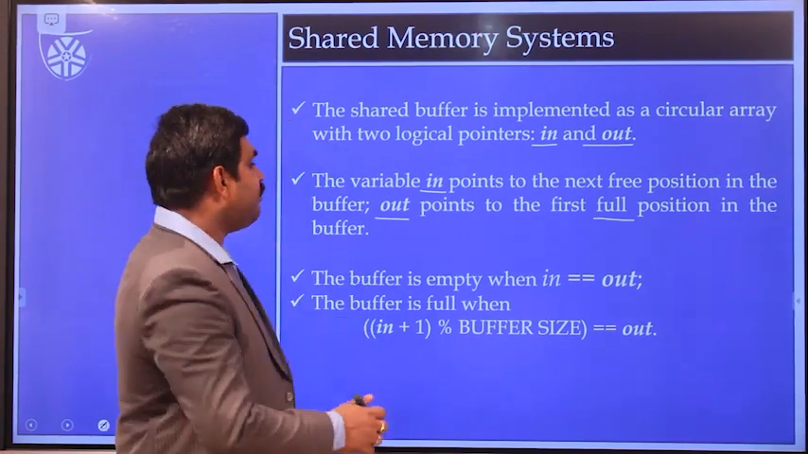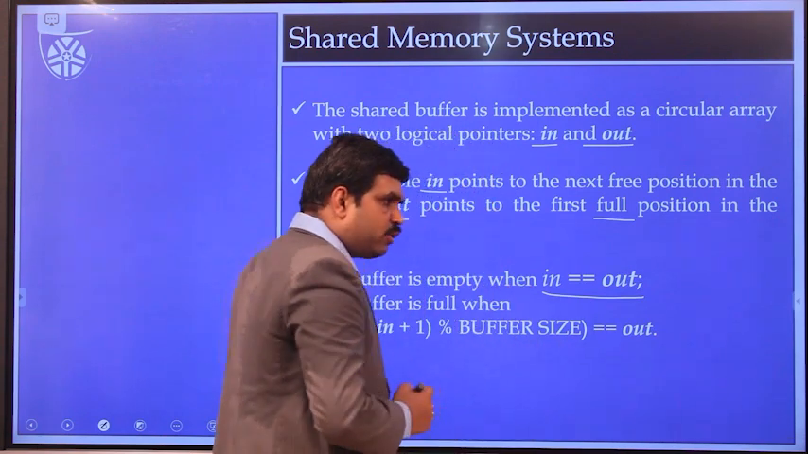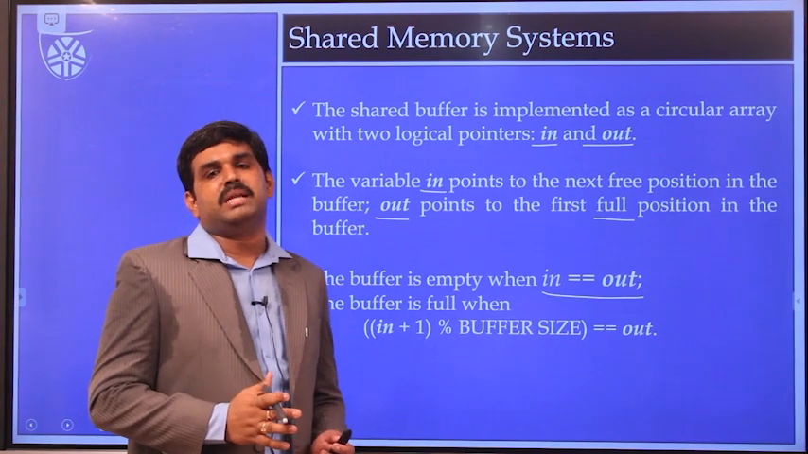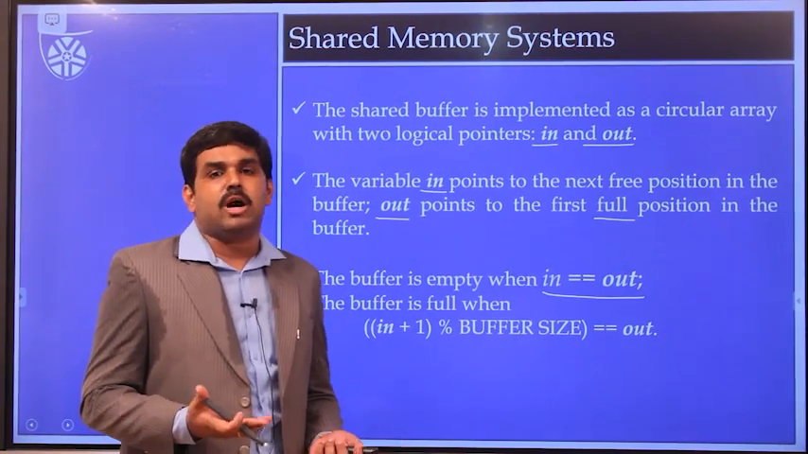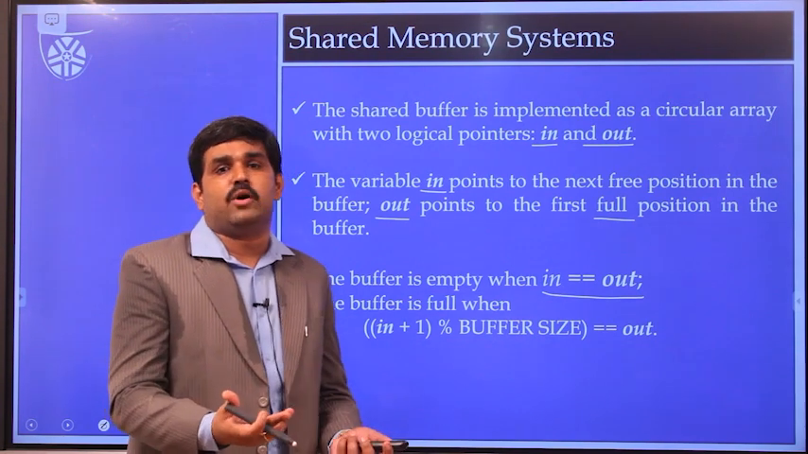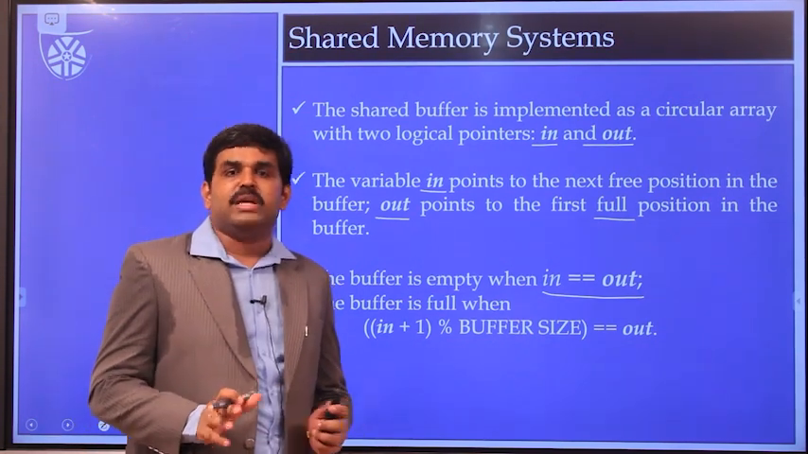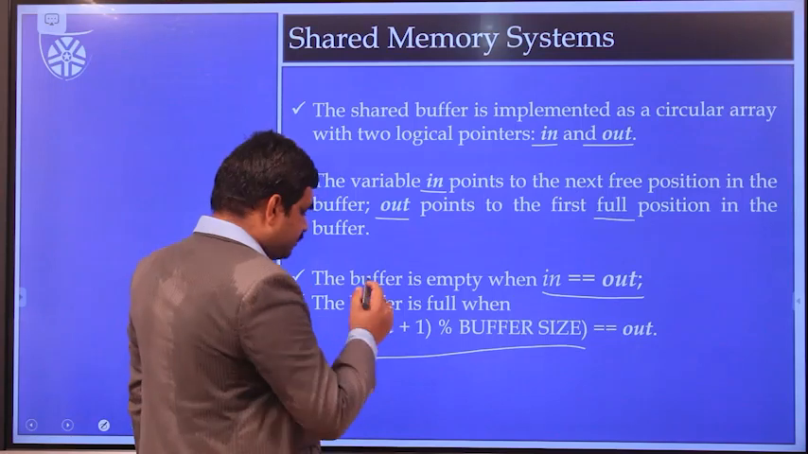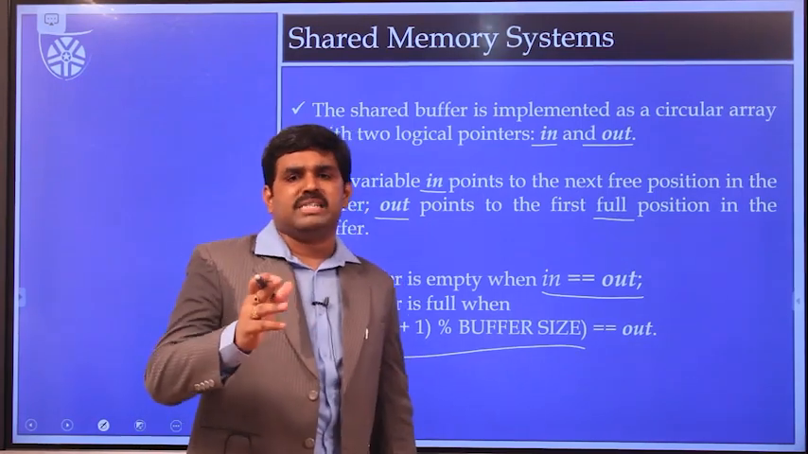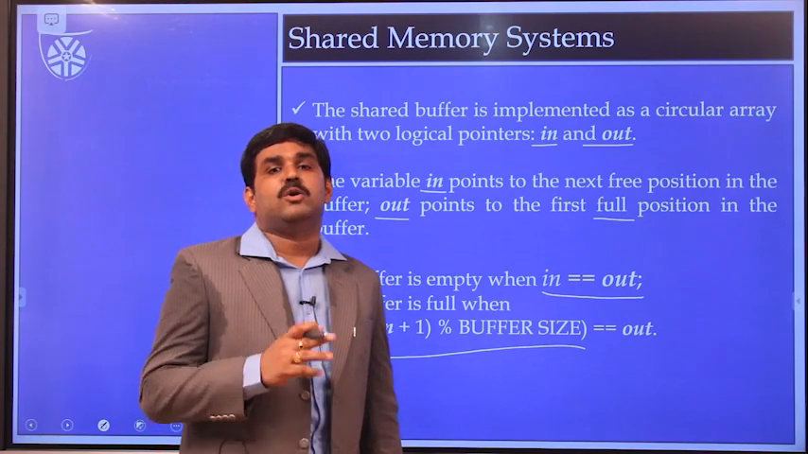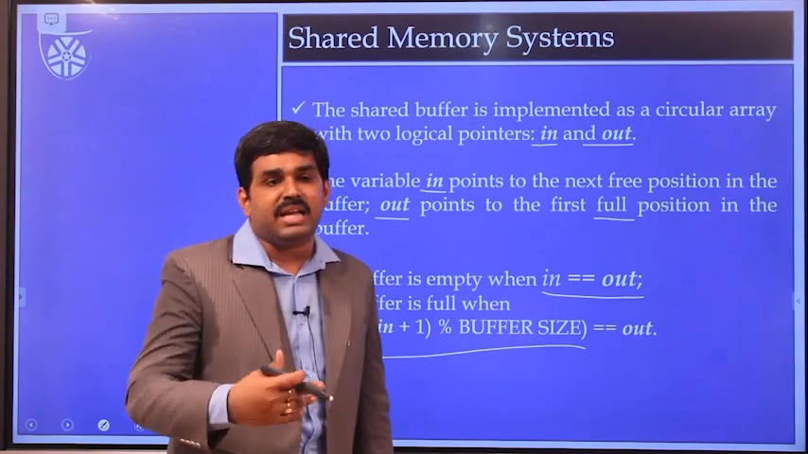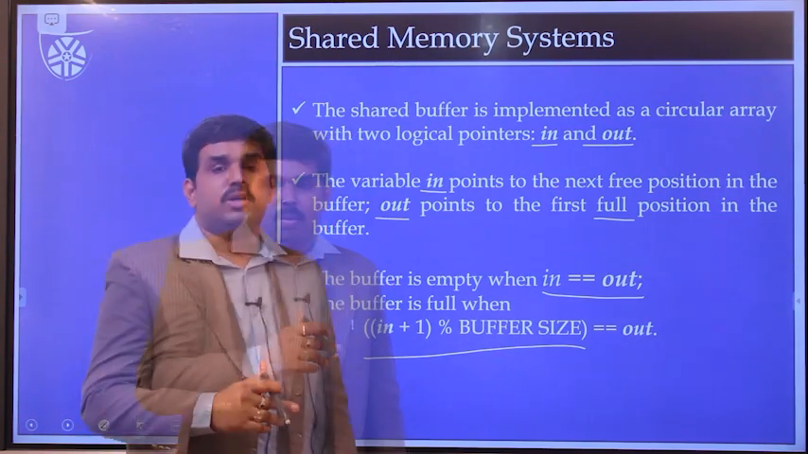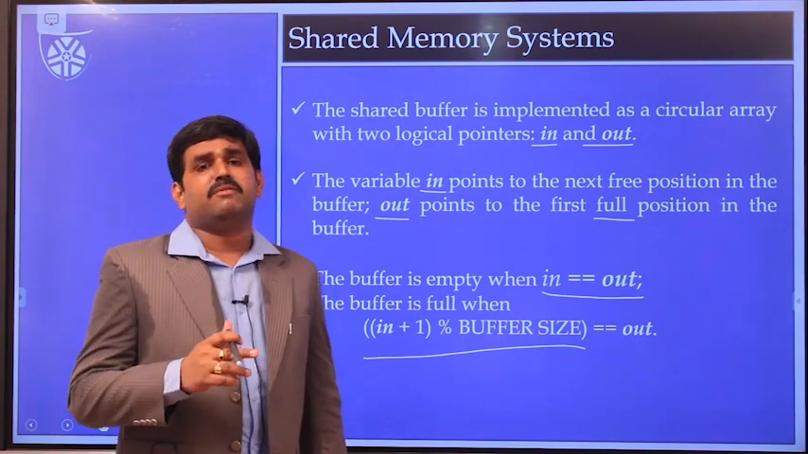Okay, if in and out are equal, that describes the buffer is empty. In the case of an empty buffer, what is the consumer supposed to do? The consumer has nothing to do, because if it wants to consume, there is no item, right? So it is supposed to block itself if the buffer is empty. Likewise, if (in + 1) % buffer size is equal to out, then that describes the buffer is full. In that case the producer doesn't need to do anything, because even if it produces items, it cannot keep them. Therefore, the producer should wait until the buffer is made empty.